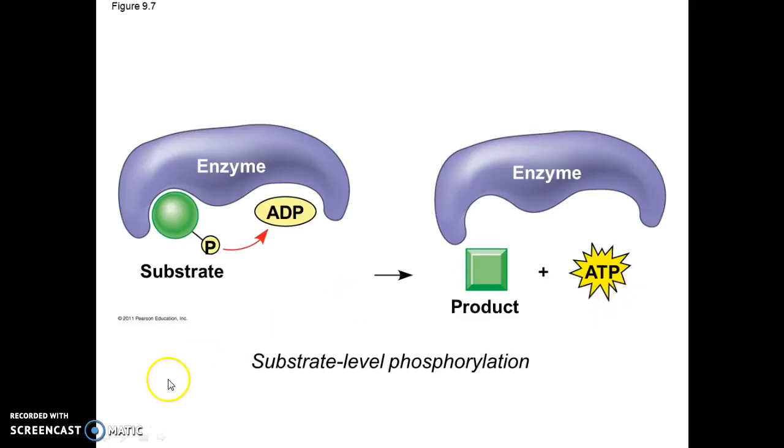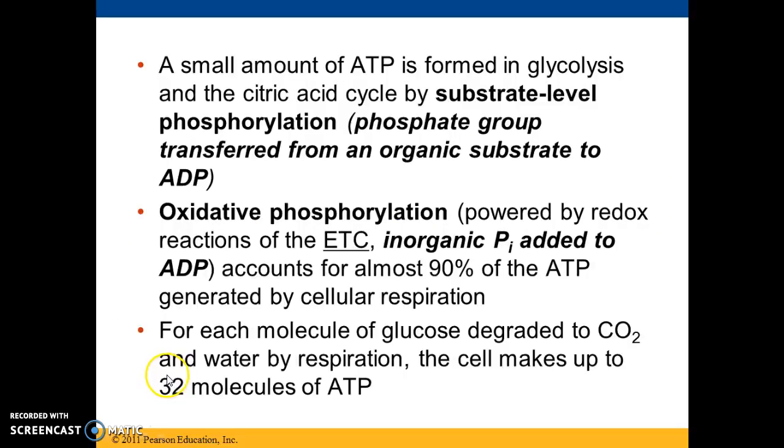If substrate level phosphorylation is stealing the phosphate, oxidative phosphorylation does use the power of oxygen and the reactions of the electron transport chain. This is where we'll see an inorganic phosphate, or P subscript i, added to ADP. If it's not ripped off of someone else, if it's just a free-floating phosphate, that'll be oxidative phosphorylation.